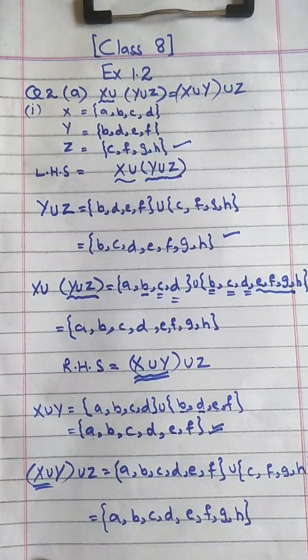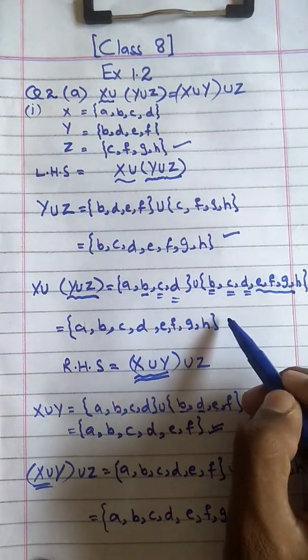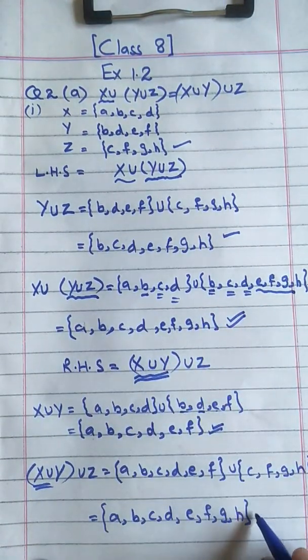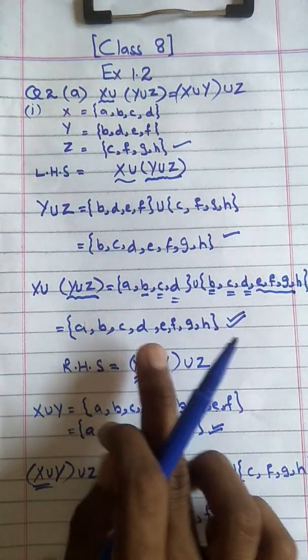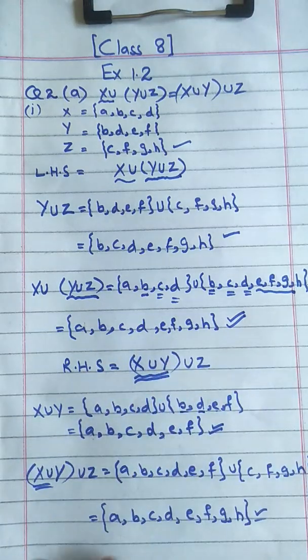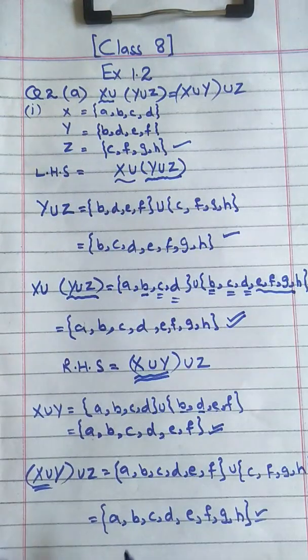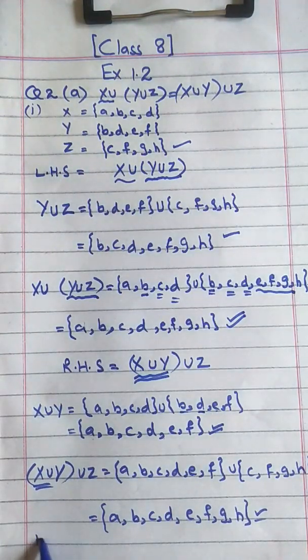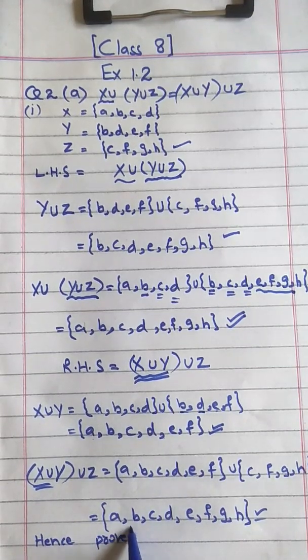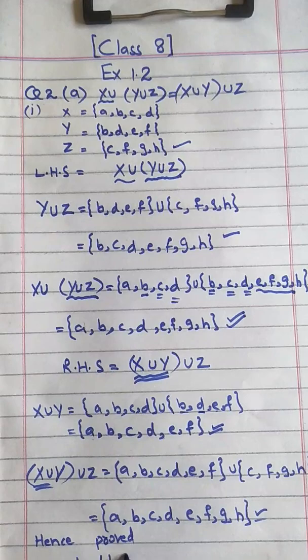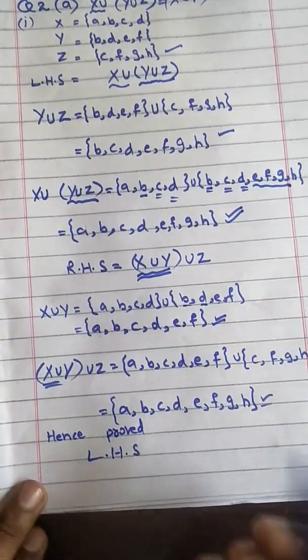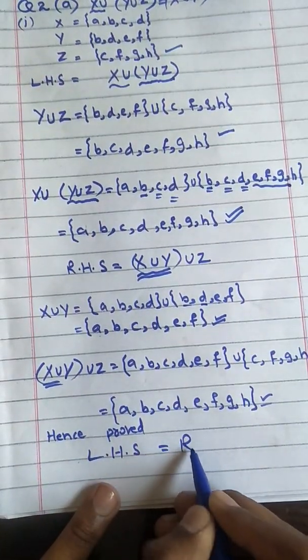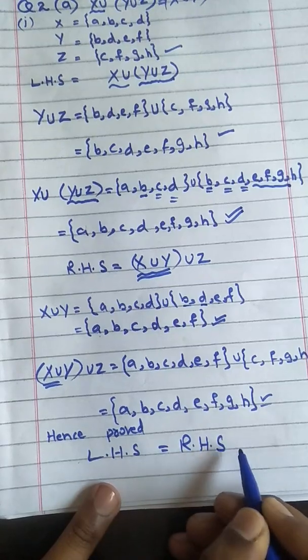So if you observe, the answer of the left hand side is also A, B, C, D, E, F, G, H. Okay, so our question is verified. Verified, hence proved that left hand side is equal to the right hand side.